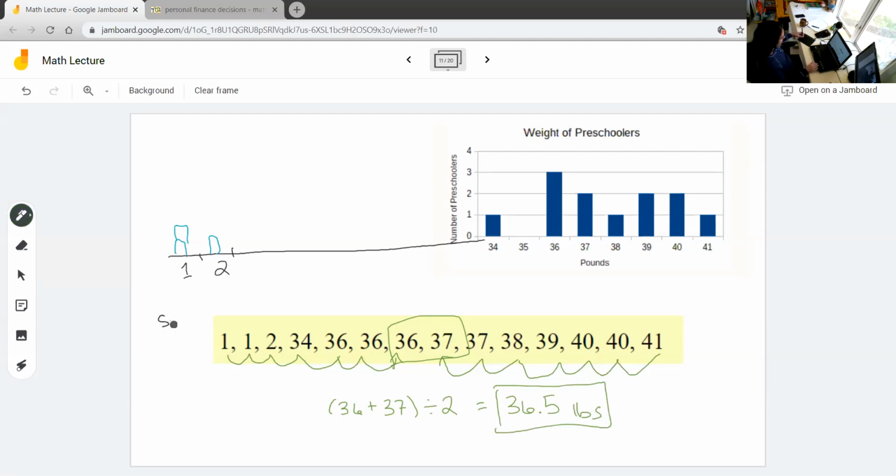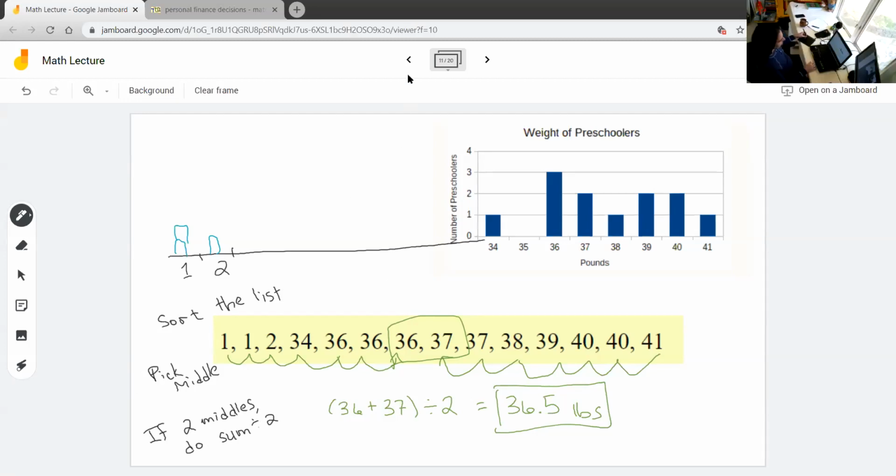So the steps were sort the list, pick the middle, and if two middles, then take the mean, sum divided by 2. Everyone okay with that process? I'm going to do another example problem in a moment. Okay.